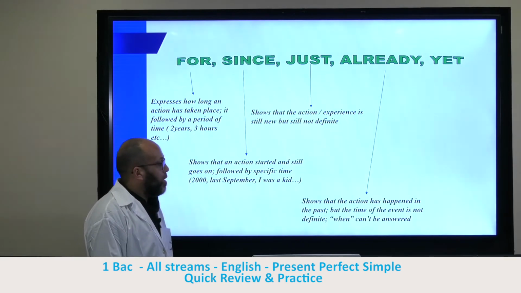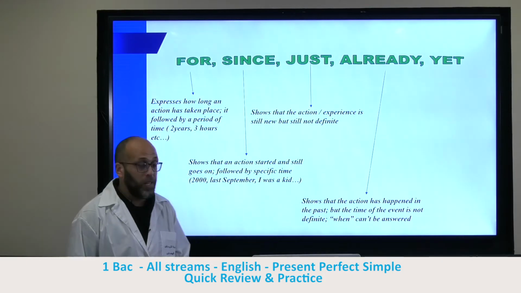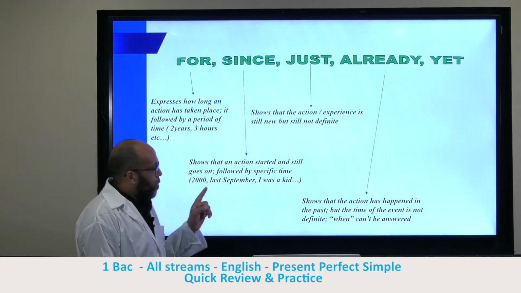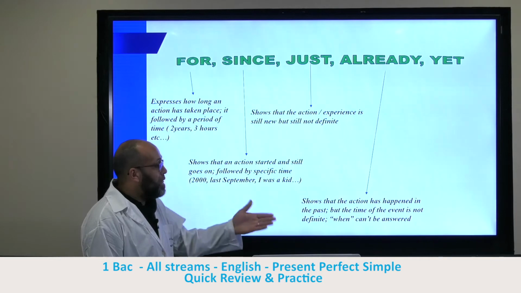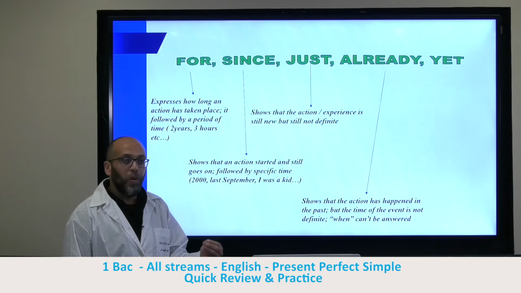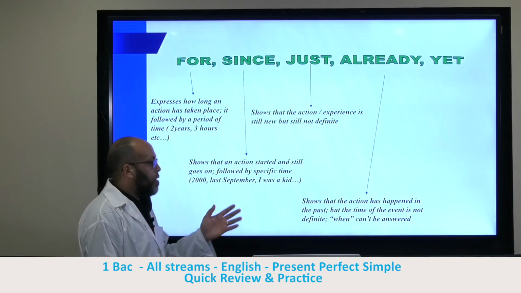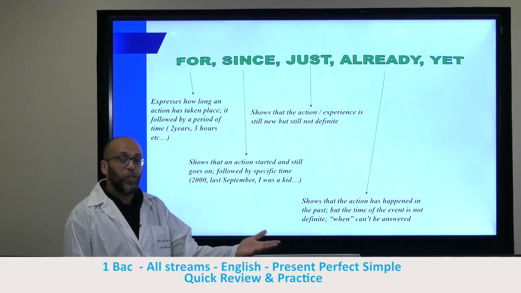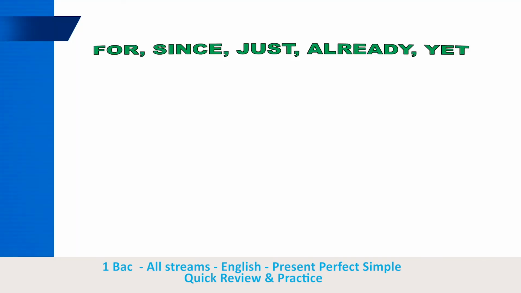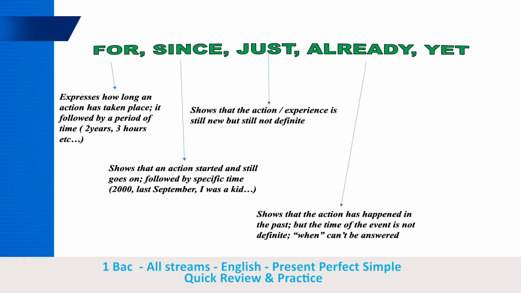Next we have already. Already shows that the action has happened in the past. It is a past experience. It happened before. But the time of the event is not definite. The question of when can't be answered. I have already seen this film. When did I see it? You can't say. I have already tasted this food. When did I taste it for the first time? You can't say. So remember, the experience is more important than the event or the time.